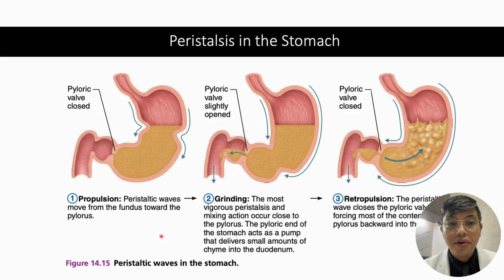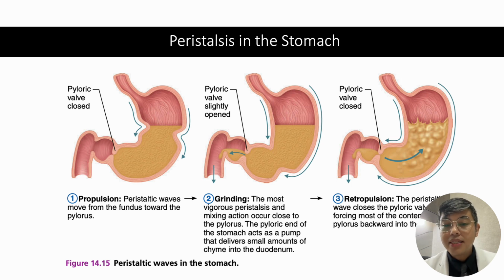As you can see here, when it comes to peristalsis ng stomach, you have three steps. You have the propulsion, the grinding or the churning, and you have your retropulsion. Okay, so bumabalik-balik. So, kaya pagka kasi sa last step at maluwag ang iyong cardiac sphincter or cardioesophageal sphincter, ito yung pwede kang magkaroon ng GERD or heartburn.